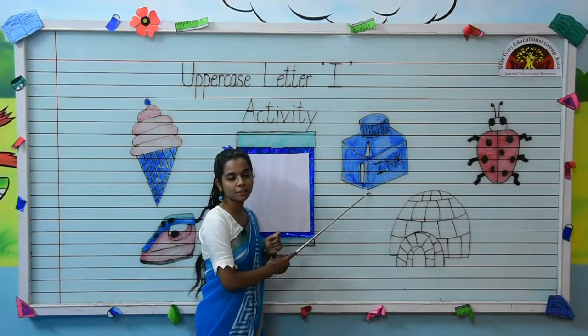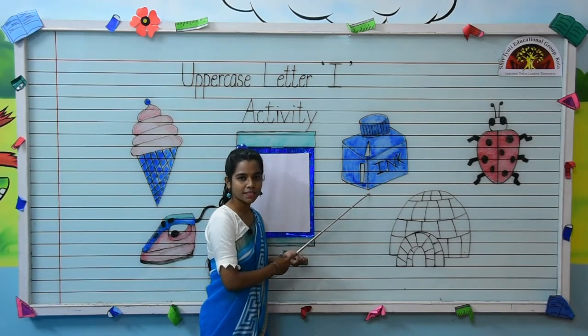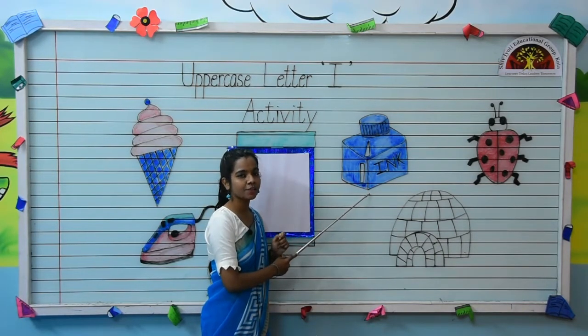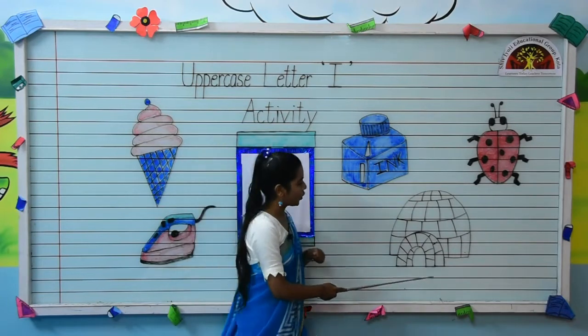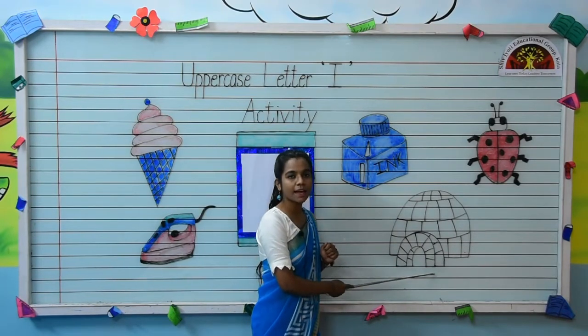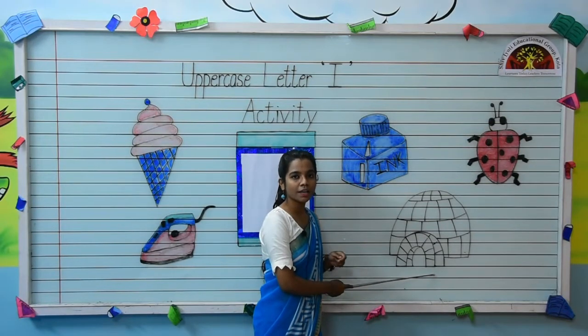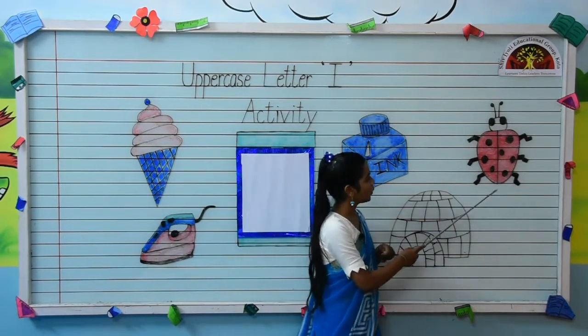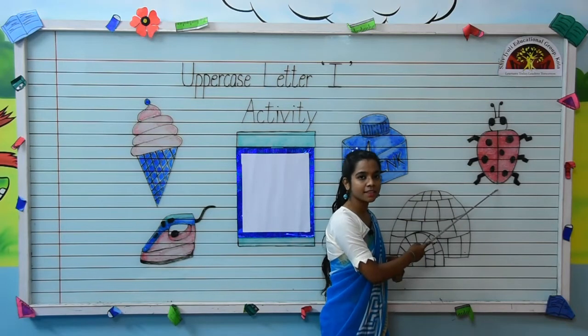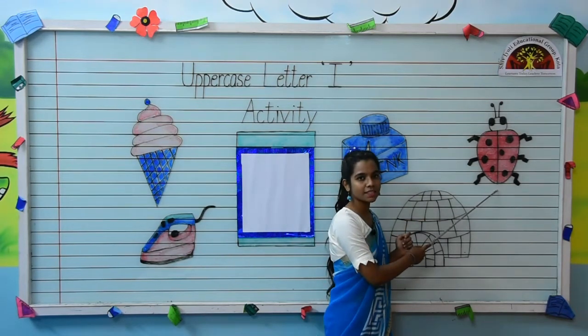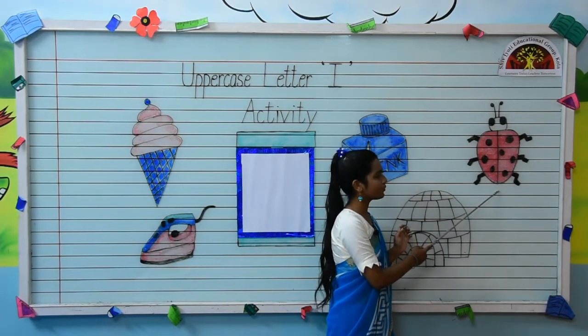What is this? This is an ink pot. I for an ink pot. What is this? This is an igloo. I for an igloo. What is this? This is an insect. I for an insect.